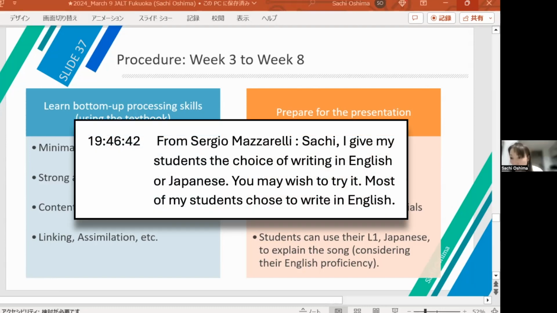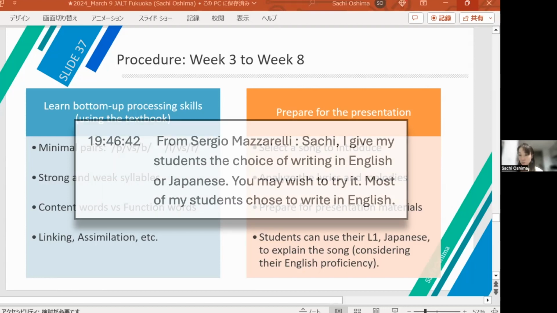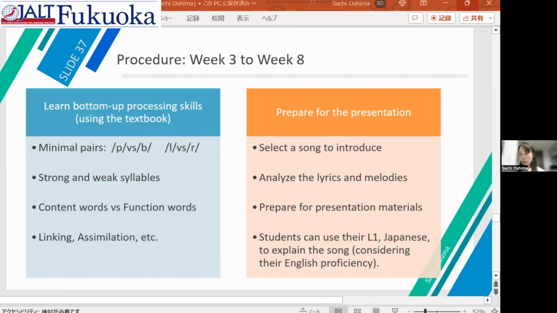Okay. Sachi, I give my students the choice of writing in English or Japanese. You may wish to try it. Most of my students choose to write in English. Now I'm at Chuo Gakuin University, and many of my students are at the beginner's level, and I'm wondering which language will be suitable to express their ideas. So I would like to get your idea. Thank you very much. Maybe I would like to give them the choice: you can write either in English or Japanese. I hope my students would write in English.